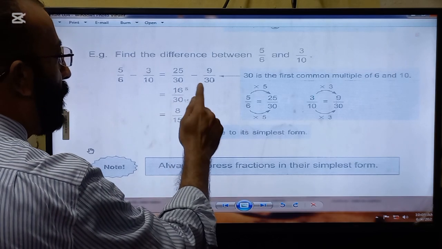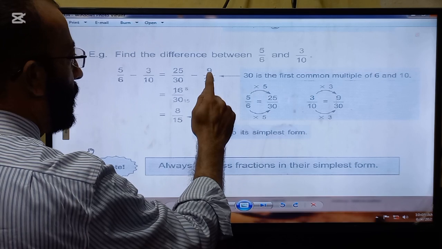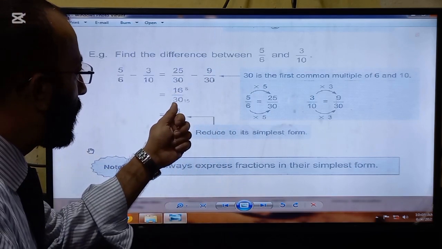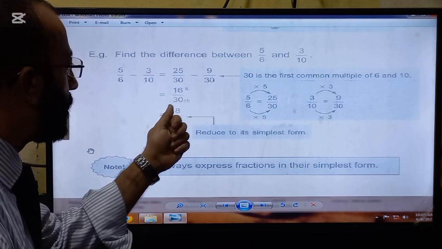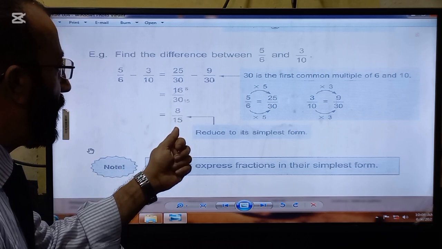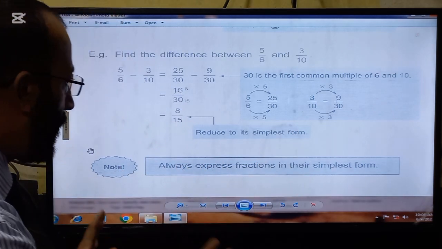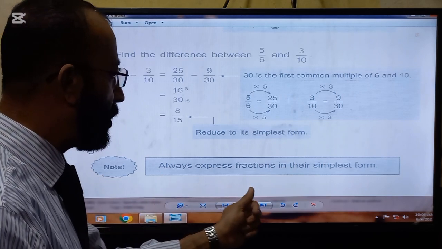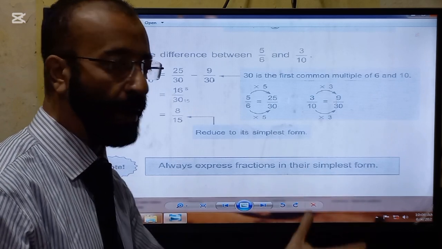So the denominator will be written one time, and in the numerator 25 minus 9 will be equal to 16. Now these two numbers come in the same table of 2. So 2 8s are 16 and 2 15s are 30. So 8 by 15 is the answer, reduced to its simplest form. The important point for you is to always express fractions in their simplest form. This is the requirement of the exams.